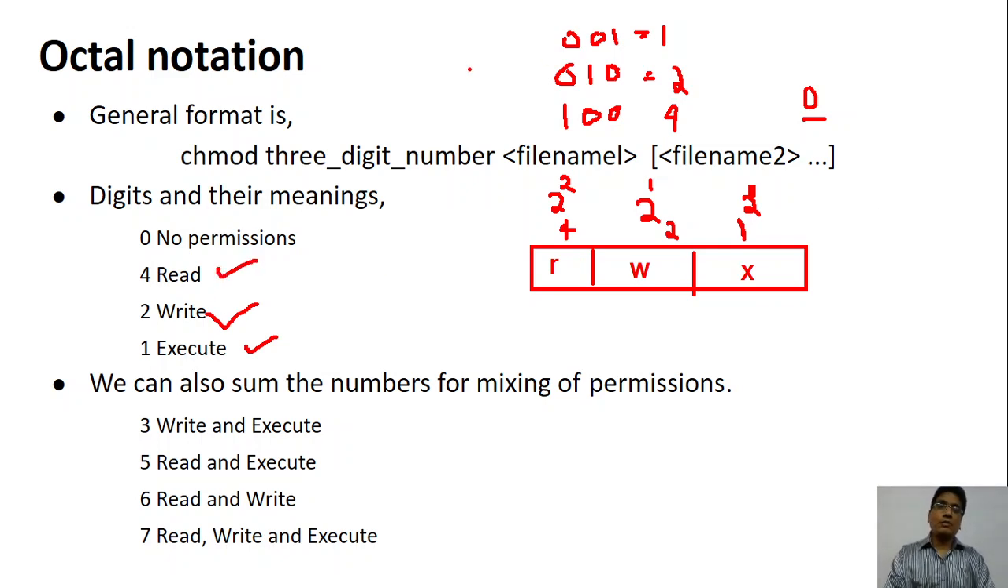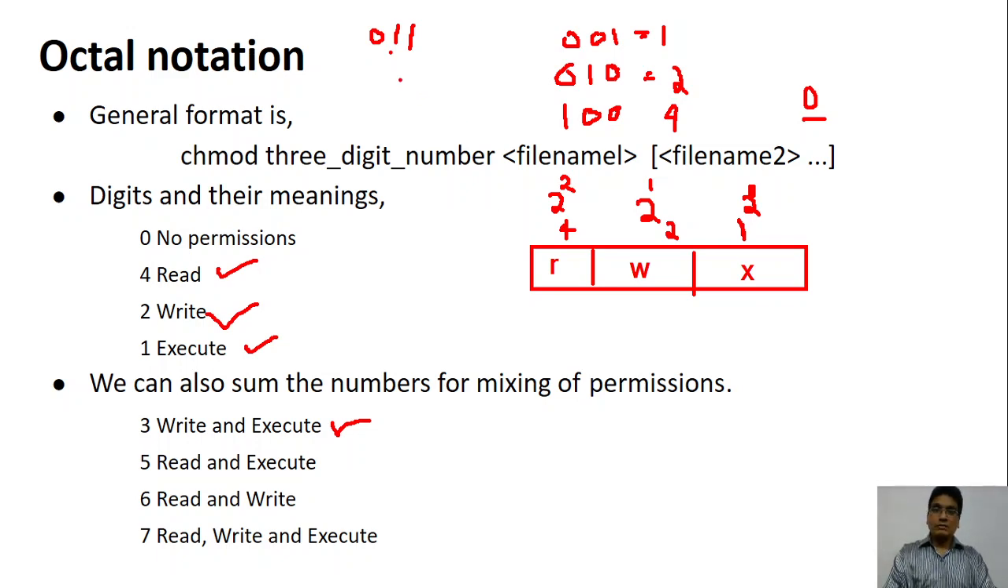Now go for the combination. If the first bit is 1 and the second bit is set and the other is 0, what is the value? 2 to the power 0 is 1, and 2 to the power 1 is 2. 2 plus 1 is 3. What is the meaning of it? If the value is 3, you get write and execute permission. Hope you get that.